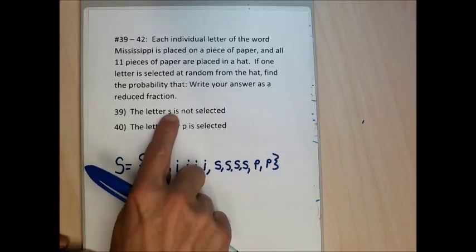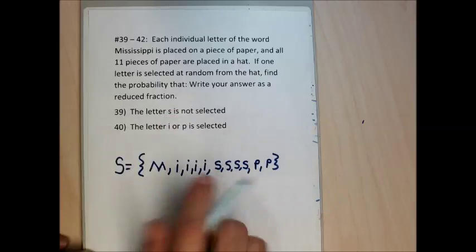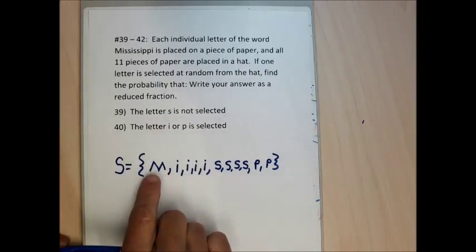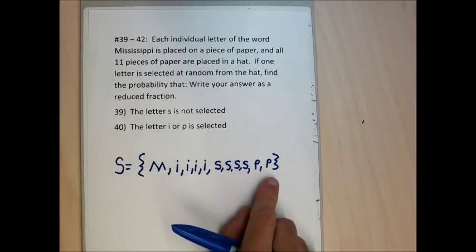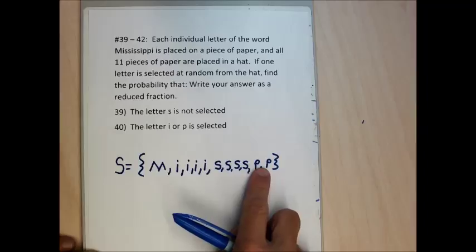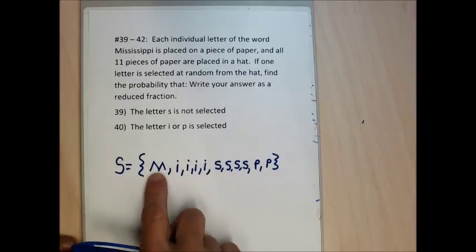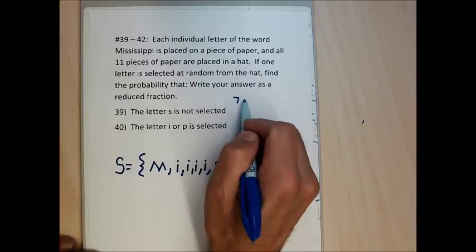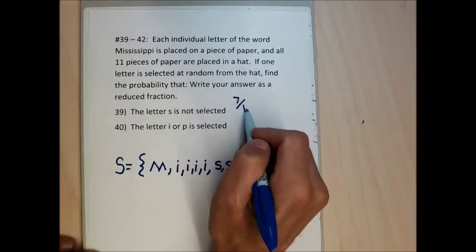For your problem 39, the probability that an S isn't selected, the numerator needs to be the number of letters in the hat that aren't S's, and I think there's 2 P's, 4 I's, and 1 M. I believe there's 4, 6, 7 letters that aren't the S's out of the 11.